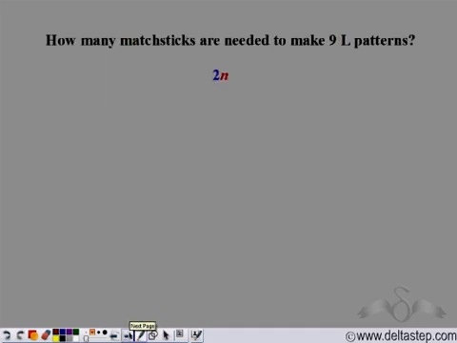How many matchsticks are needed to make 9 L patterns? Using this 2n matchsticks, we put n is equal to 9 and 2, 9. We have just simply put 9 in place of n. So is this correct? No. This is not correct.